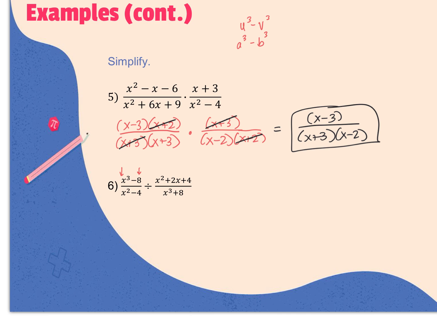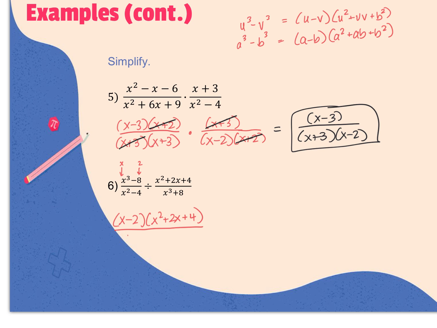And the formula is that you're going to do u minus v times u squared plus uv plus v squared. And if we choose to use the a's, it's the same thing. A minus b, a squared plus ab plus b squared. And so same goes for this one. So because the cube root of my first term is x and the cube root here is 2, it's going to be x minus 2 times x squared plus 2x plus 4. So that's that one factored. My denominator is a difference of squares, so it's x minus 2 times x plus 2.